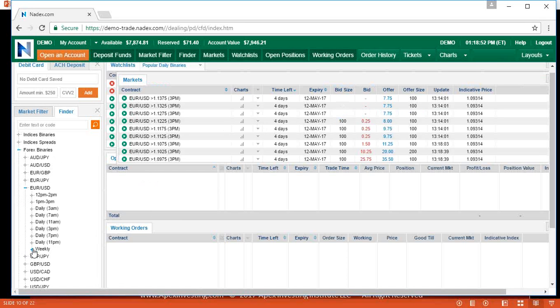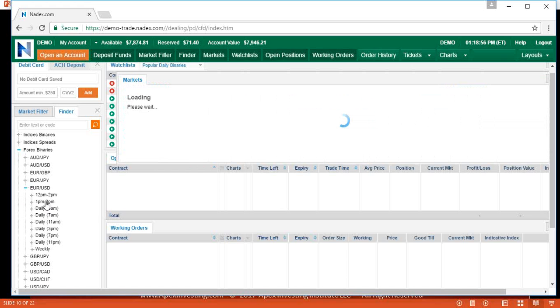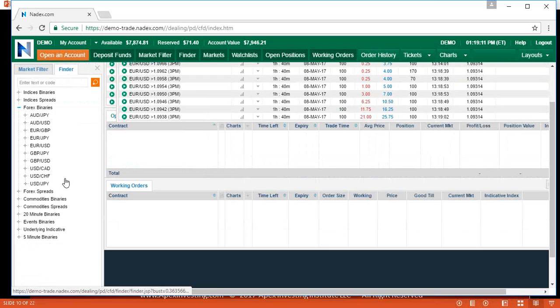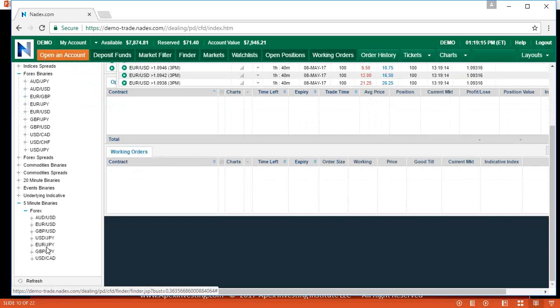Do I really even want to be looking at something that's not going to expire for an hour and 40 minutes? If I'm a trader looking for the next few minutes of direction of the market, those binaries probably aren't the right ones for me, are they? But the 5-minute binaries, those might be perfect for me, right?